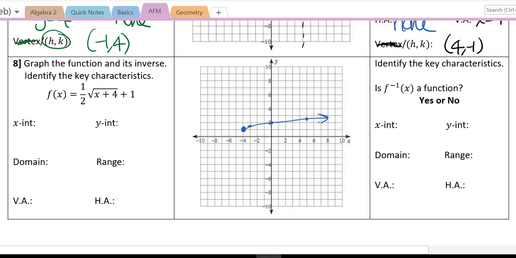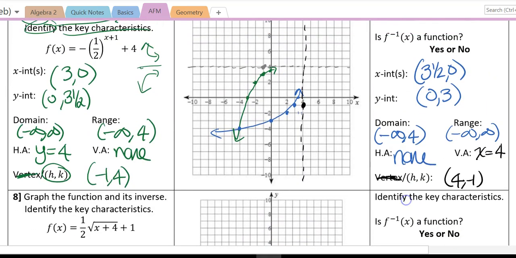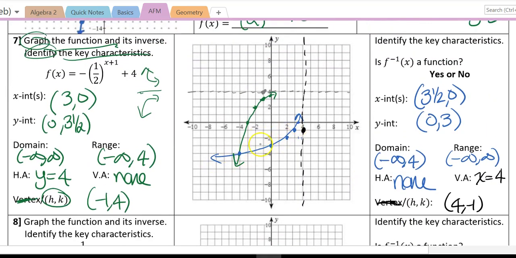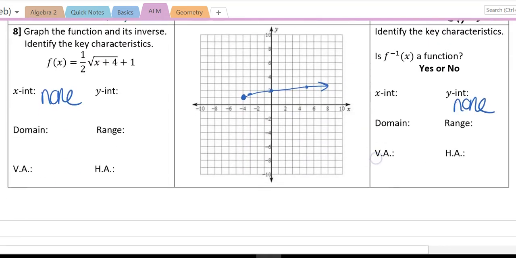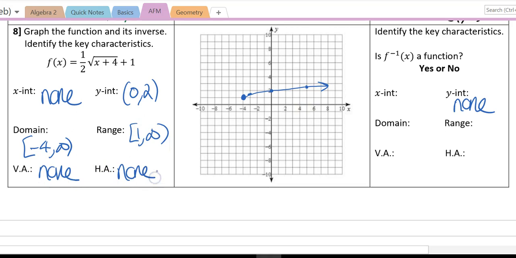Okay, x-intercept, there is none, which means the y-intercept is none. Oh, I forgot to answer in the last one. Is this function, this blue one, a function? Yes, it satisfies the vertical line test. So let's go back to this one. Y-intercept is going to be 0, 2. Domain is from negative 4 to infinity, so from here to the right. Range, the lowest value is 1 up to positive infinity. Vertical asymptote none, horizontal asymptote also none.